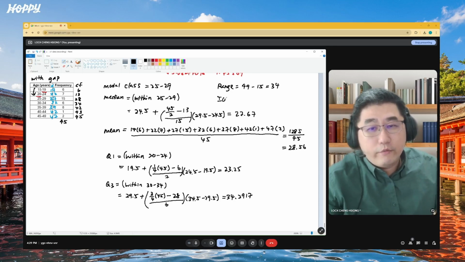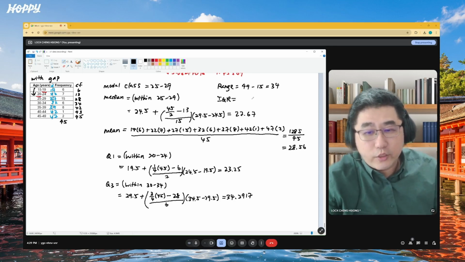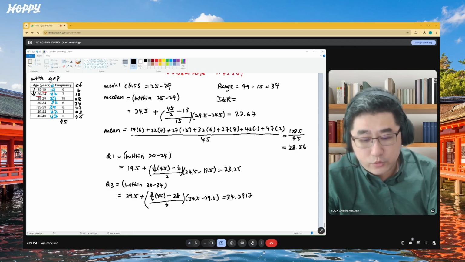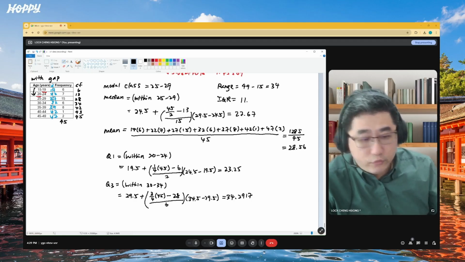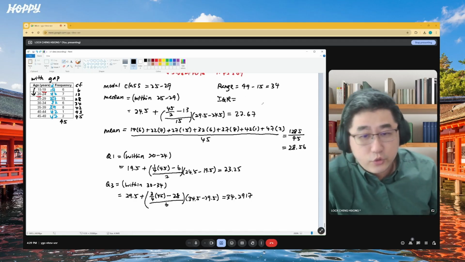Then I will have my IQR, Q3 minus Q1. So minus 23.5. So I will have 11 point. Maybe I just write out the number first.